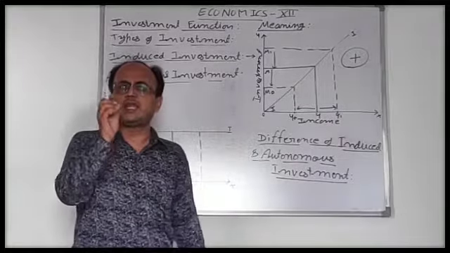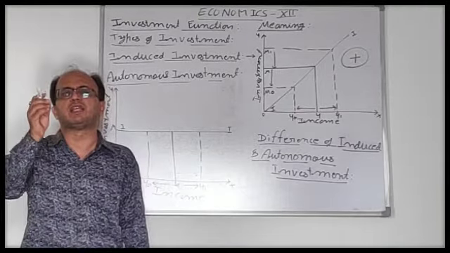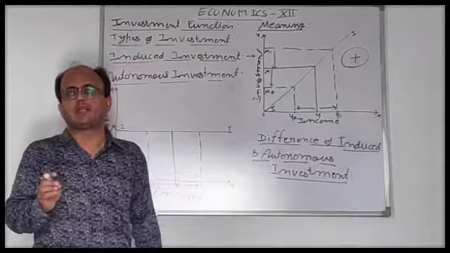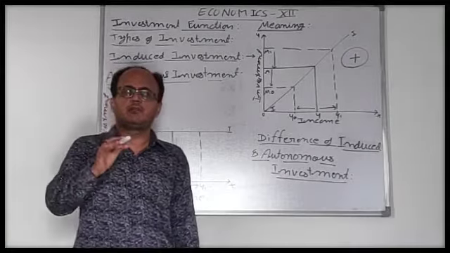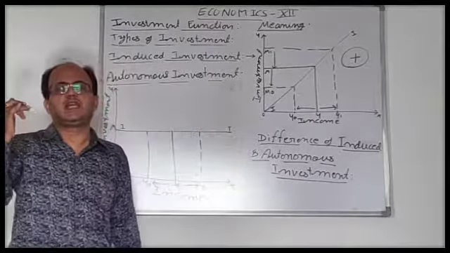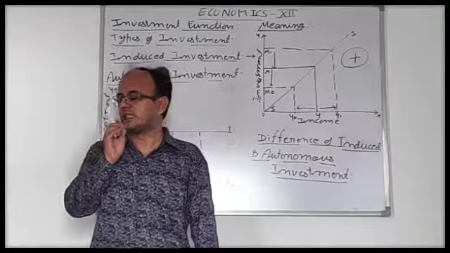Second, if you have to find the aggregate demand, how do you find it? AD equals C plus I. In the condition of equilibrium, aggregate demand equals aggregate supply. It means AD equals AS, or C plus I equals C plus S.